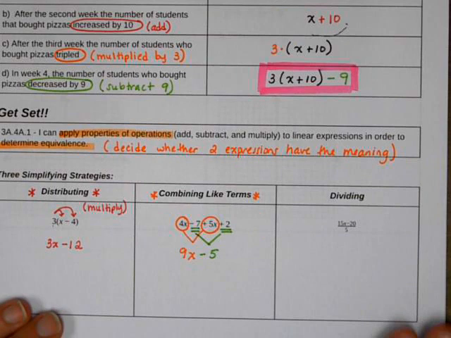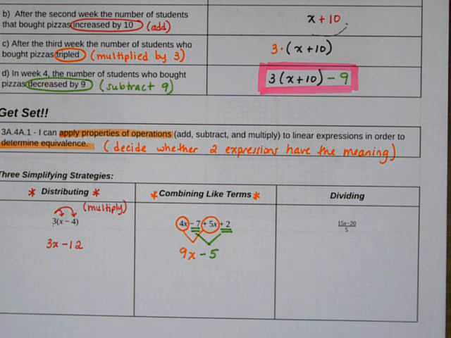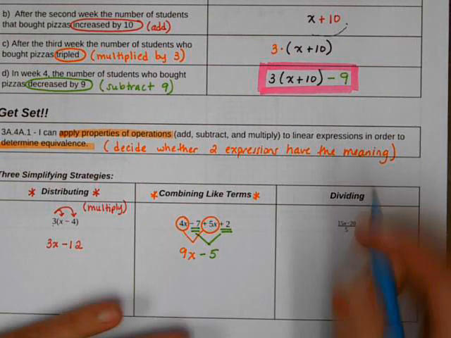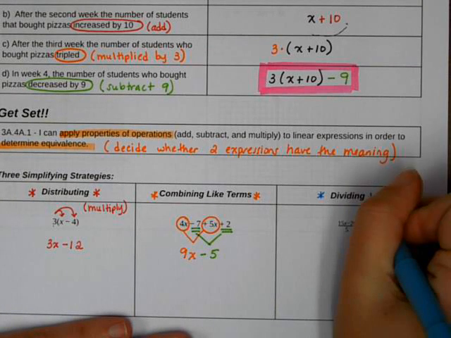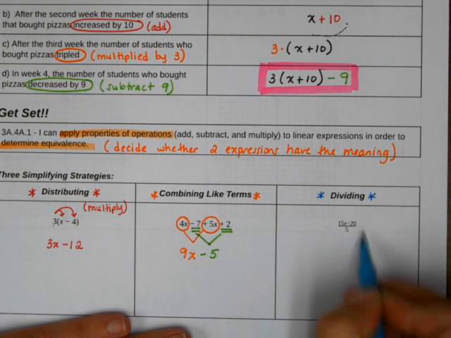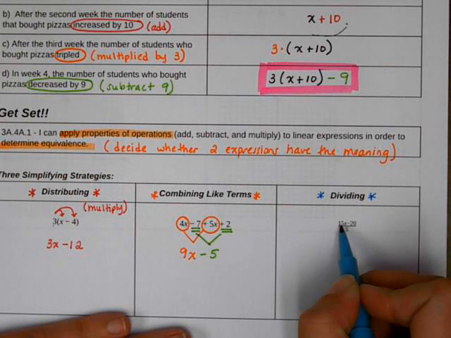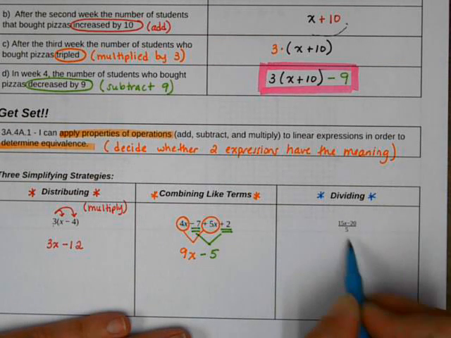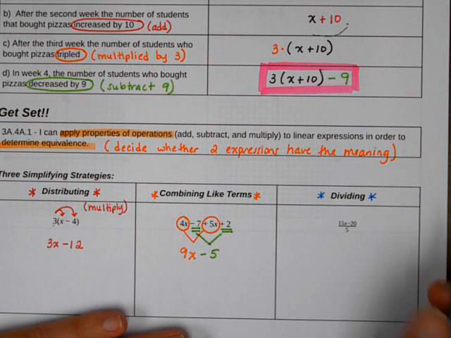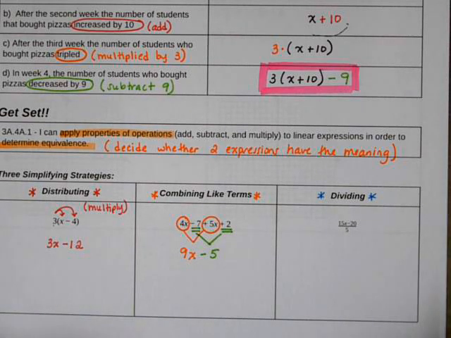Last but not least, one of the mathematical strategies we're going to use a lot in this unit is the idea of dividing. When I see an expression like this, where the numerator has more than one term, it has a 15x and a -20, and I'm dividing by a number, what I can do to simplify this is break this up into two problems.